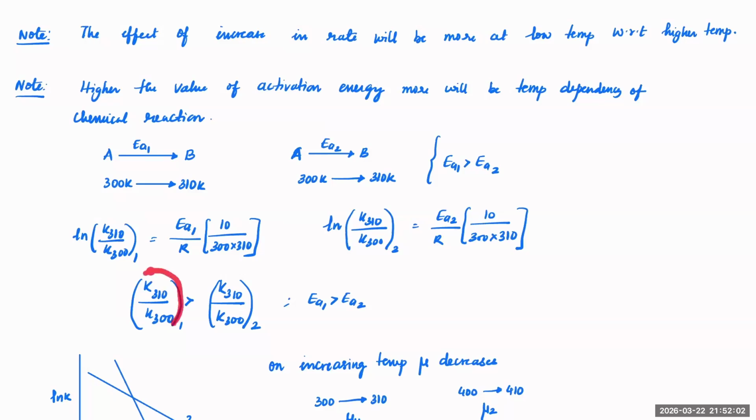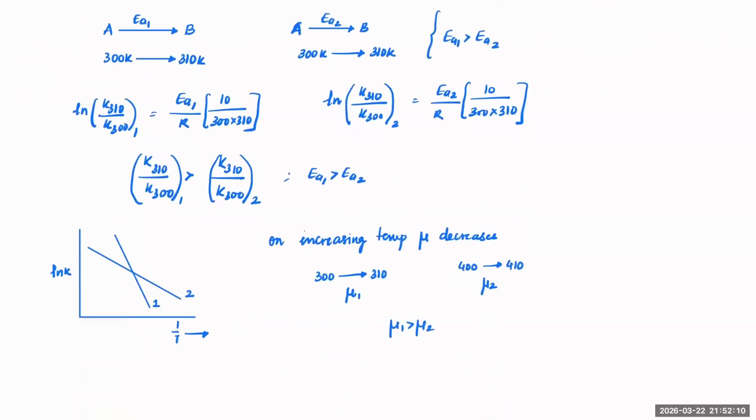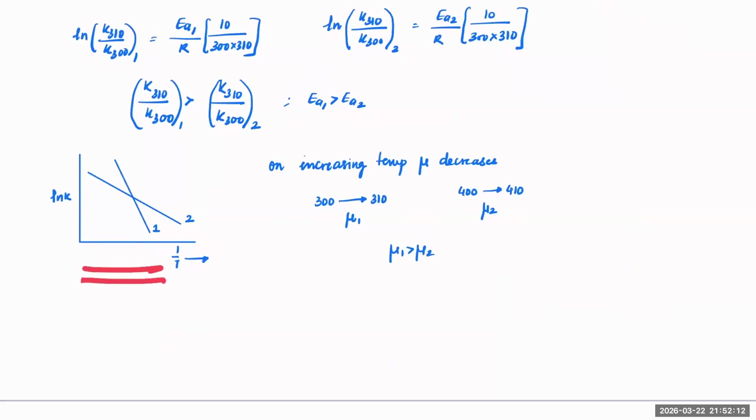So you can see K 310 to 300 will be greater in the first case as compared to the second case. And that can be plotted like this, beta. ln K versus 1 by T. The first case will be like this, second case will be like this.